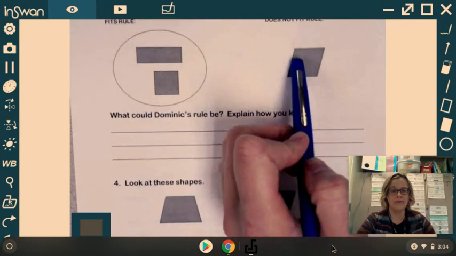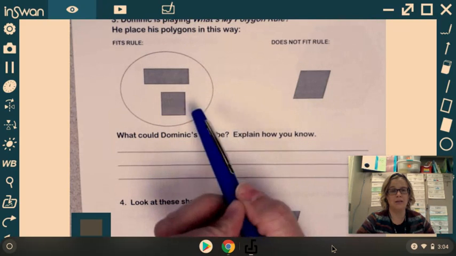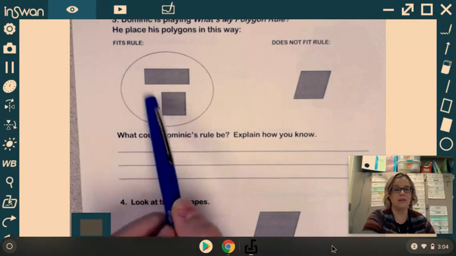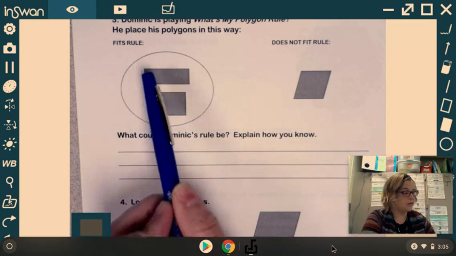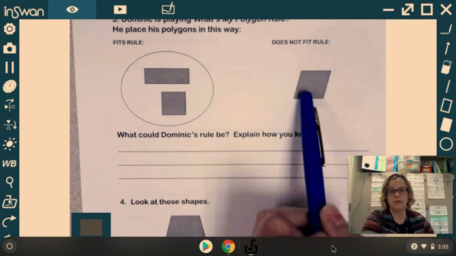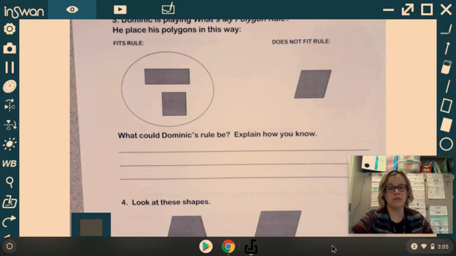So I have to explain what I think Dominic's rule is. What made him put these two in this circle, and then this one cannot go in this circle? So I know the features, the attributes that I often look at, the number of sides. Well, they all have 4 sides, so that's not the rule.